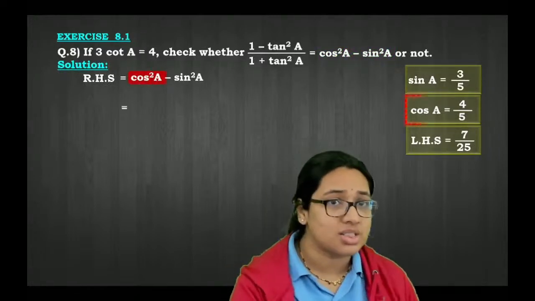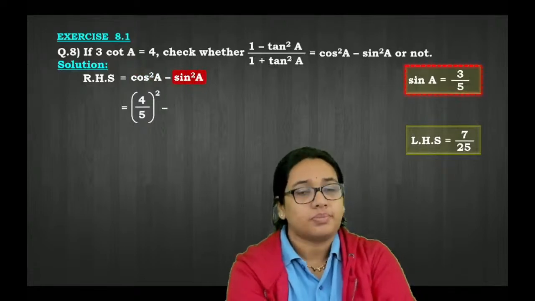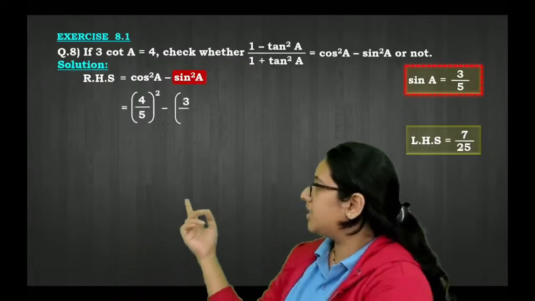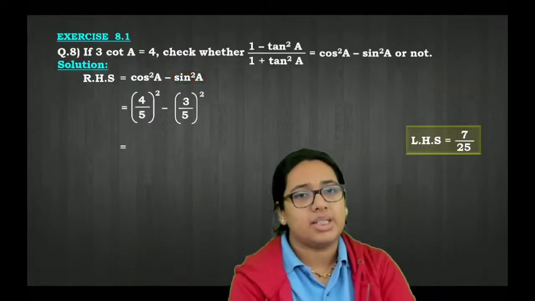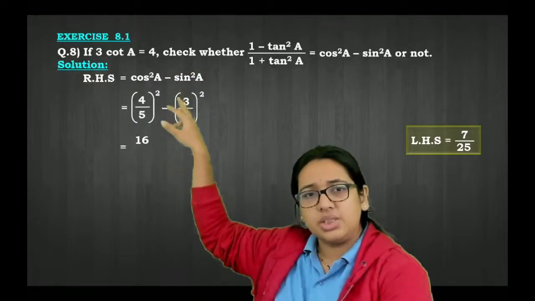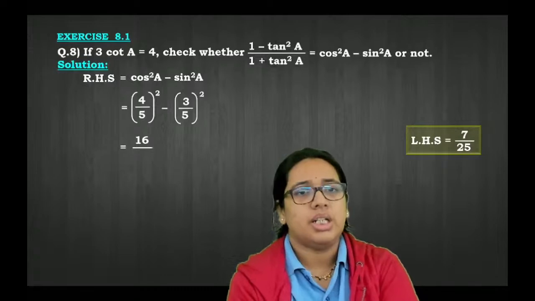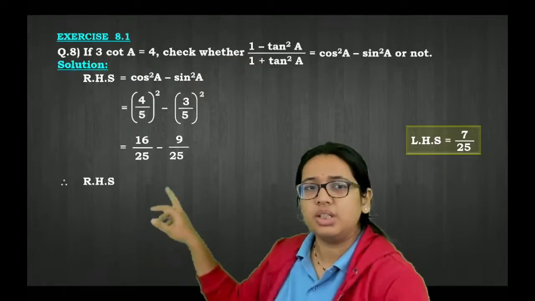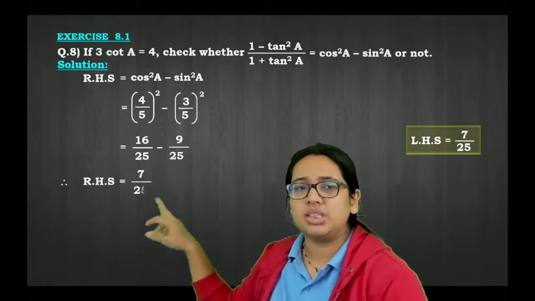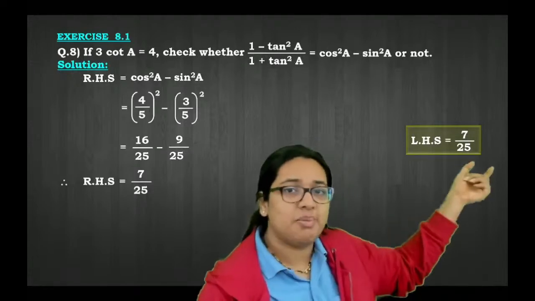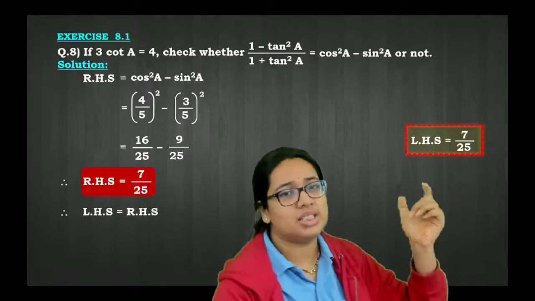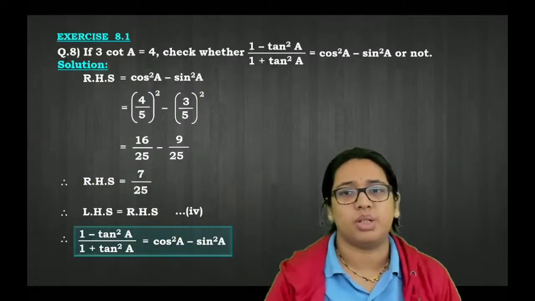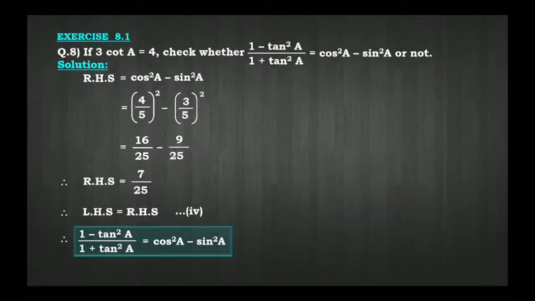RHS is nothing but cos² A minus sin² A. But cos is nothing but 4 upon 5, so we'll consider (4/5)² minus sin, which was 3 upon 5. So sin² will be (3/5)². So in all, the total answer will be 16 upon 25 minus 9 upon 25. So 16 minus 9 will give us the answer 7 upon 25, which is the same as the LHS, right? As LHS equals RHS, hence we have verified the given statement.